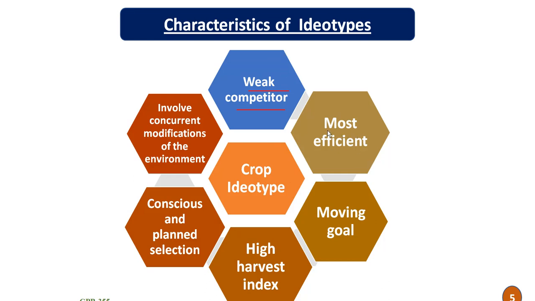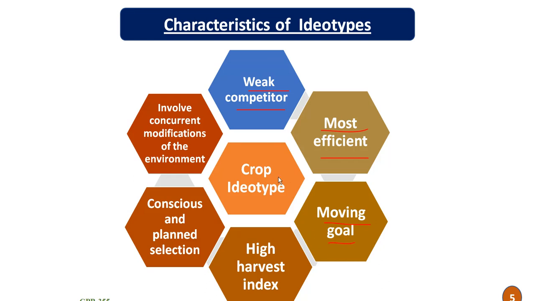Then the next one is that it should be most efficient in utilizing its environmental resources. That is, it requires minimum resources for producing each unit of dry matter. So it is more efficient. Third one is moving goal. So the crop ideotype is always a moving goal. It changes with alteration or changes in the environment.